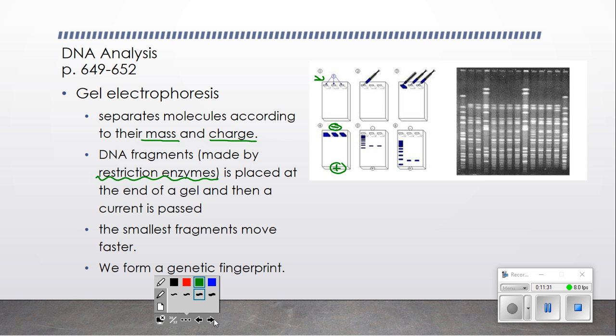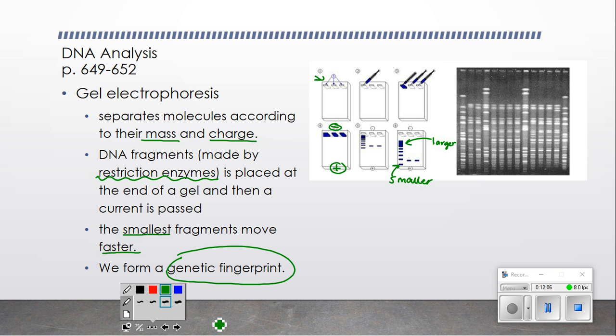And once the current is passed through the gel, the smallest fragments move faster. So if I look at the 4th or the 5th and then the 6th picture, I would interpret that the fragments that stayed near the beginning of the gel were bigger fragments, and the fragments that moved farther in the gel were smaller fragments. The result of doing gel electrophoresis is forming a genetic fingerprint.